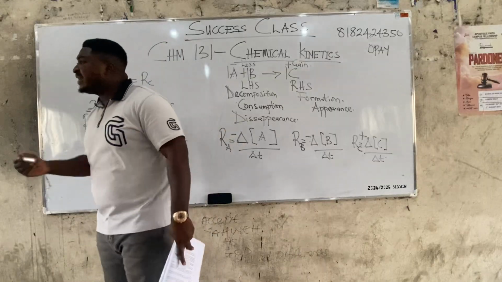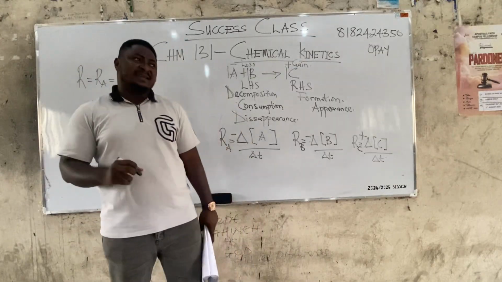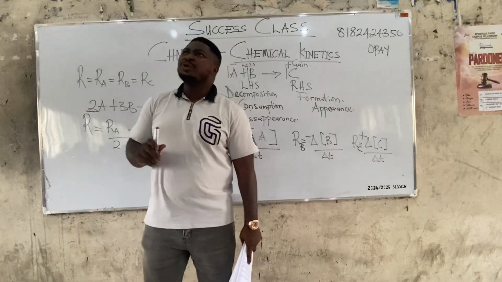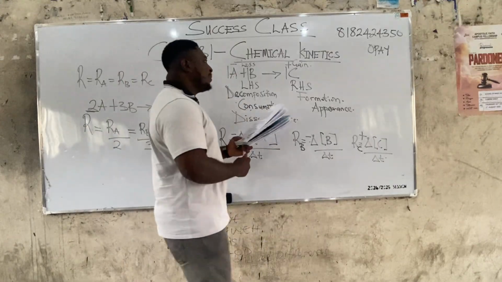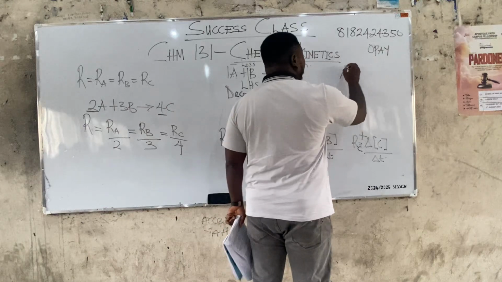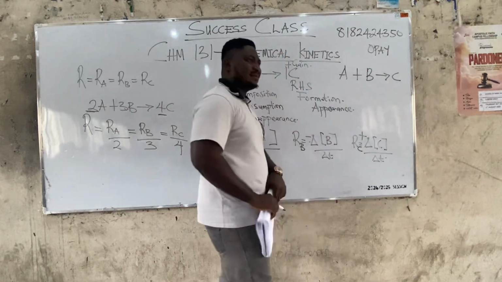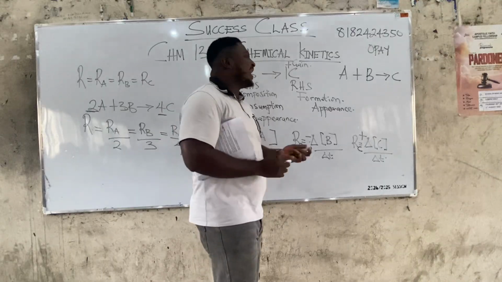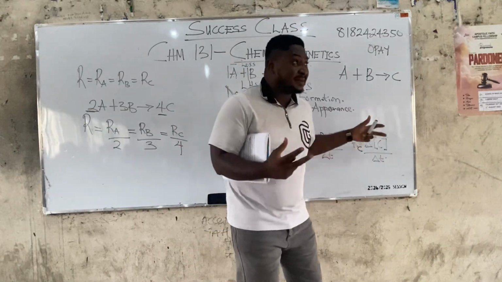Why is it that when the temperature is increased, the reaction occurs faster? Because class, when temperature is increased, the rate of collision between the molecules of the reactant increases. A and B want to form C. What usually happens in the reaction is that the molecules of A collide with the molecules of B.